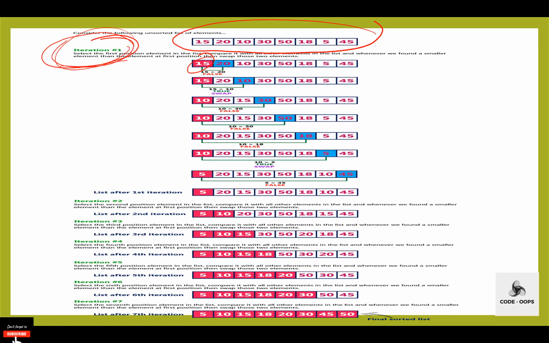First of all, compare 15 with 20. 15 is greater than 20? The condition becomes false. No swap. Then compare 15 with 10. 15 is greater than 10, the condition becomes true. Then interchange.